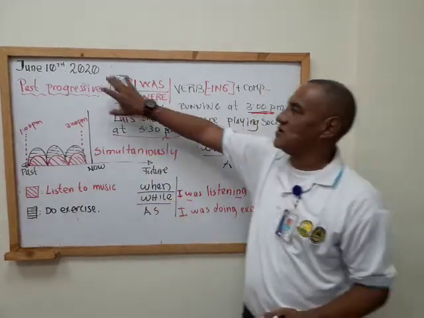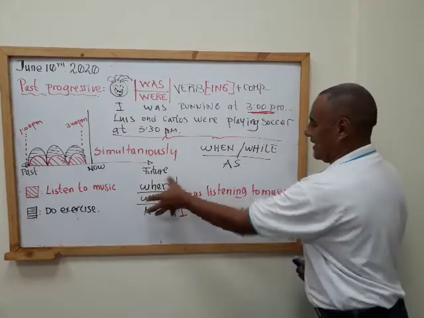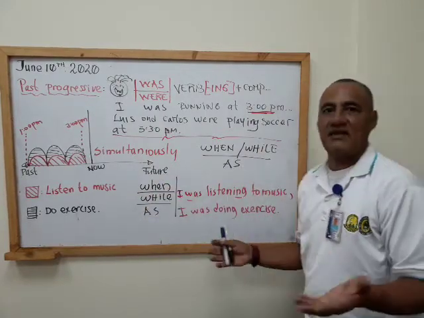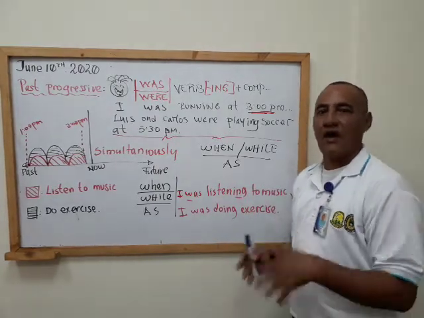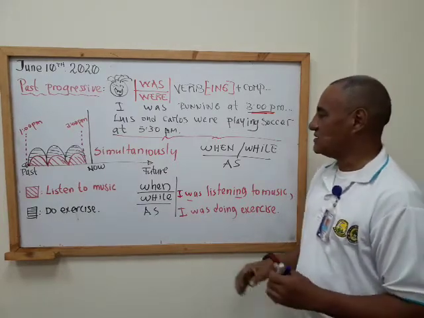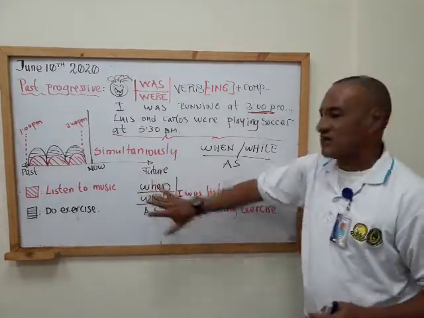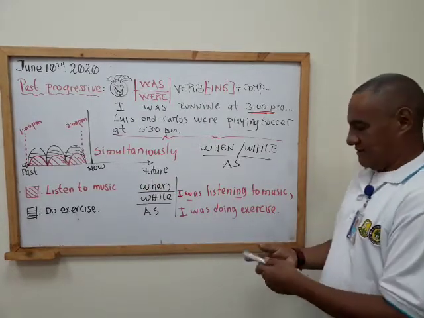That is one of the uses of the past progressive. Then I can place this in the middle. I can say I was listening to some music when I was doing some exercise, or while I was doing some exercise. Then these connectors can be in the middle. All right.